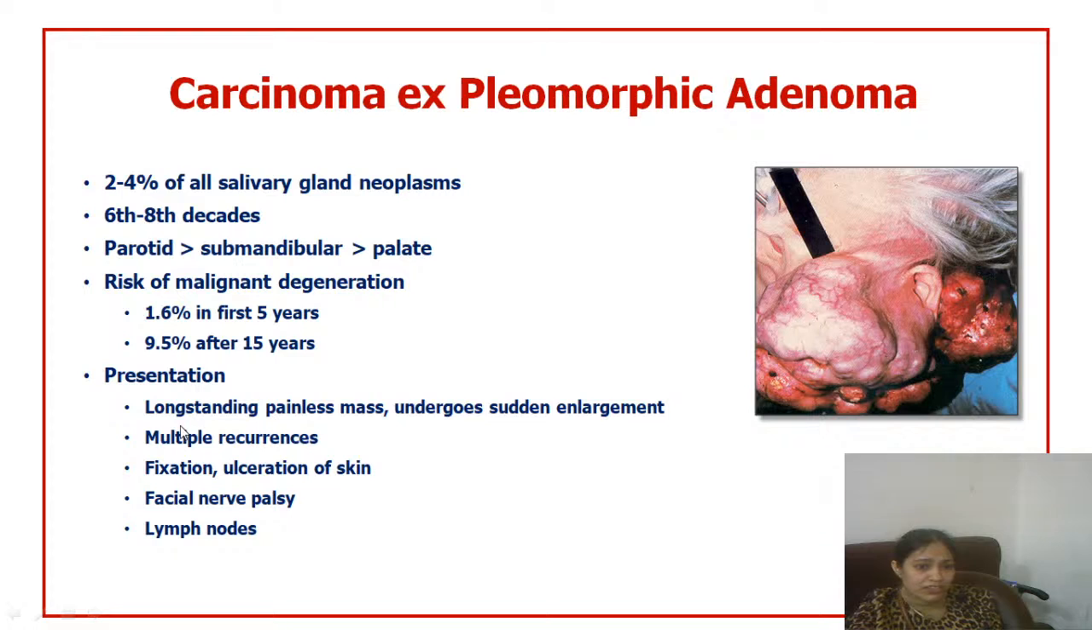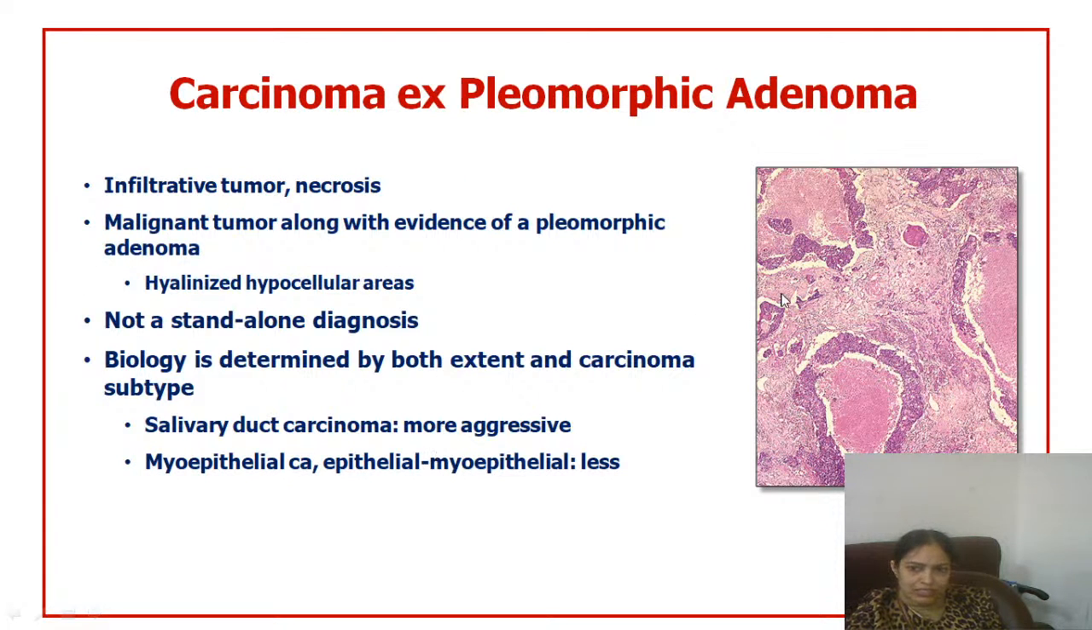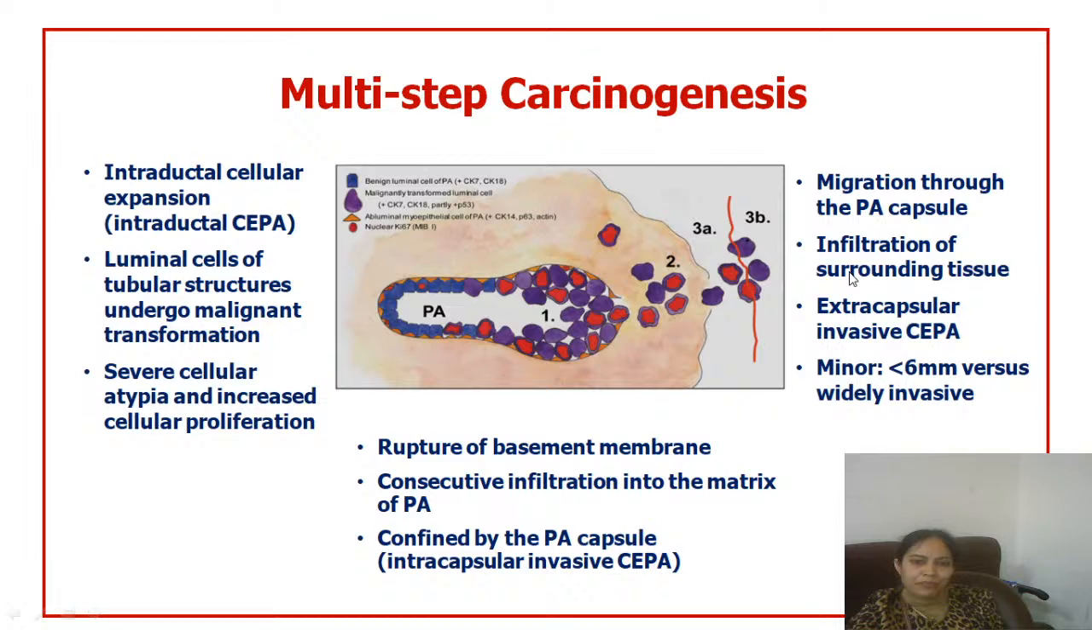The classical presentation is that of a long-standing painless mass which undergoes sudden enlargement, or there are multiple recurrences of a benign pleomorphic adenoma, and then the last recurrence would be malignant. These tumors would have fixation and ulceration of the overlying skin. You can see here there's a very large tumor, and they present with facial nerve palsy and lymph node enlargement because of metastasis. These are infiltrative tumors with large areas of necrosis, but you would need to identify a small area which has the pleomorphic adenoma within this large tumor to make a diagnosis of carcinoma ex-pleomorphic adenoma.